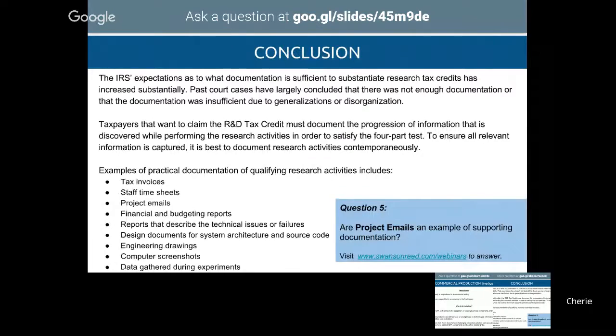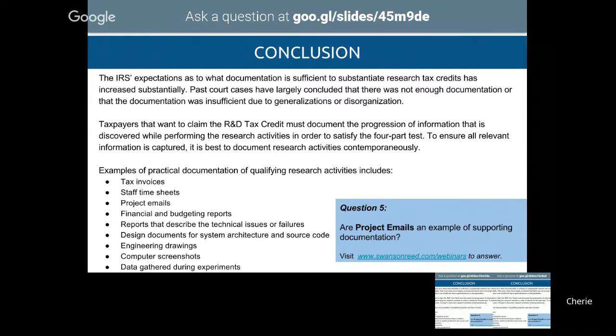Regarding documentation, and this brings us to our 5th and final question of the webinar today, the types of documentation that we ask for, this is a very important phase. The IRS's expectation as to what is sufficient has increased substantially. So taxpayers must document the progression of new information being discovered, technological uncertainty being revealed while performing the R&D activities that satisfy the 4-part test.